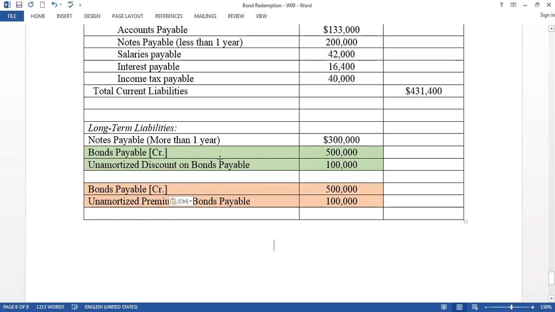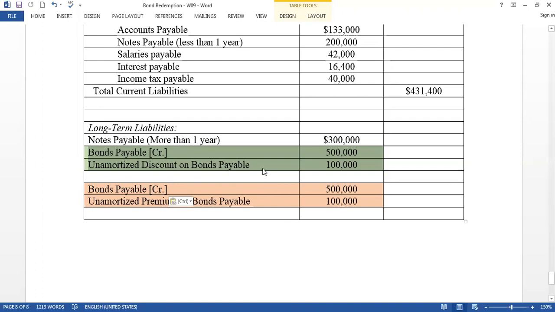Now, what is the relationship between bonds payable and unamortized discount on bonds payable? Is their relationship positive or negative? Last class, I explained how to calculate the carrying value of the bond. This is the balance sheet, right? How to calculate the carrying value of the bond, if it is a discount bond or a premium bond. Last class, I explained.